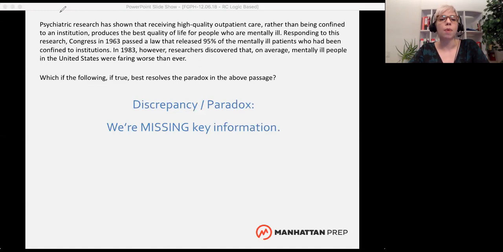So I wouldn't worry about the differences between the years. Sort of like we passed a law at some point, then we checked in. What happens after that, I don't know. But like in 1983, when we're looking at this data, it seems to contradict. Our original information was telling us a comparison between two things: high quality outpatient care versus confined to an institution. And then what happened after we passed the law? We're releasing people from institutions, but what do we not have information about?